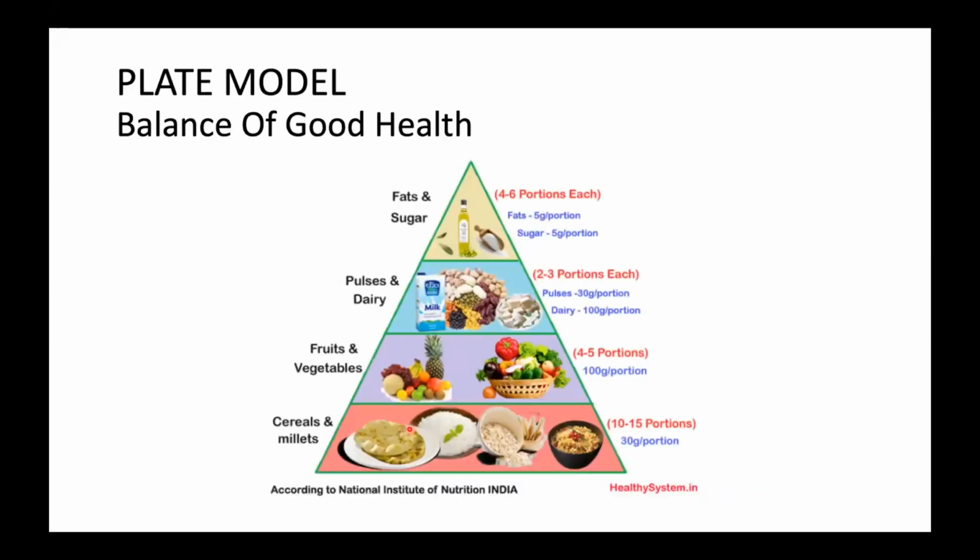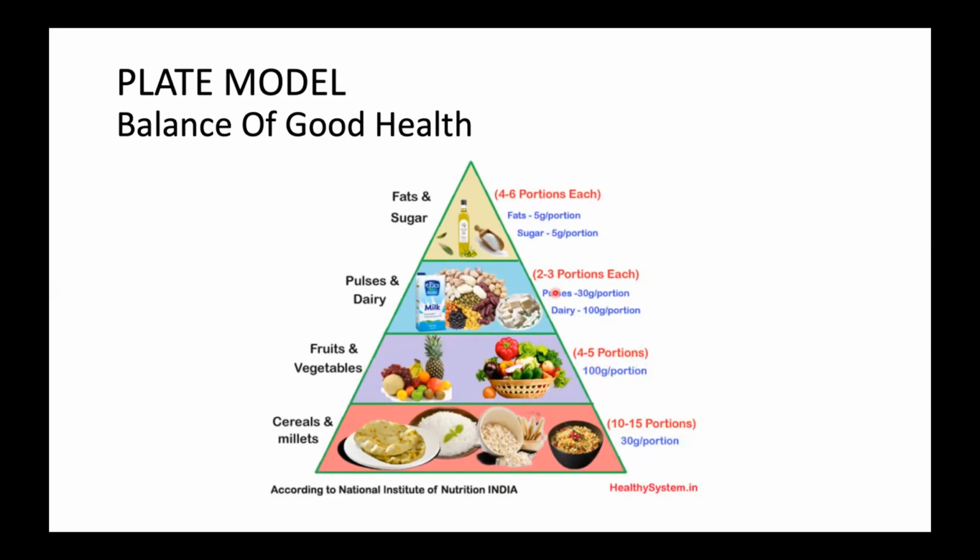And the plate model, from the Indian nutritionist, says that we should be concentrating more on the cereals and millets. In a typical diet, it should be 10 to 15 portions, and one portion is 30 gram. Fruits and vegetables should be more than 4 to 5 portions, minimum 400 to 500 gram.